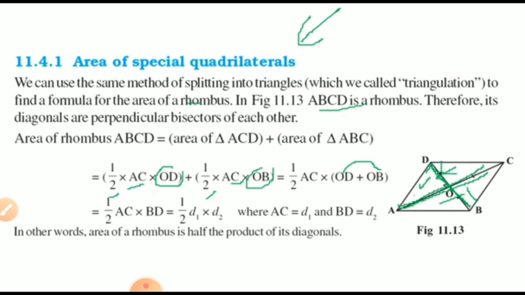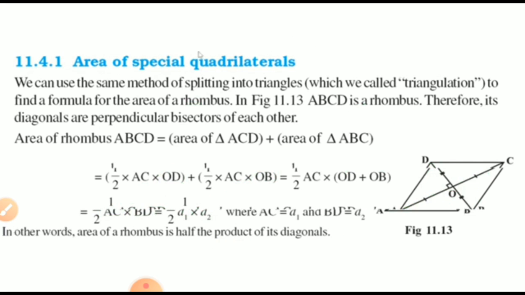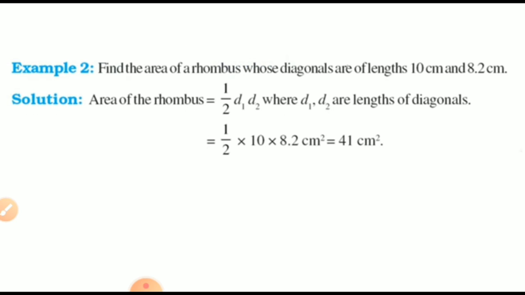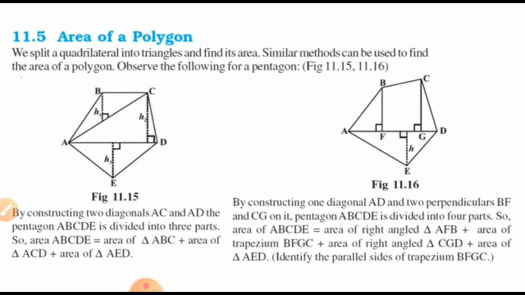Very good, students. Here you have the areas with base and height: AC into OD, AC into OB. Take out AC common, so OD plus OB is BD, or whatever you can say. That's why we can say area is 1 by 2 diagonal 1 into diagonal 2. Find the area of the rhombus whose diagonals are of length 10 cm and 8.2 cm. We have the formula 1 by 2 d1 into d2.